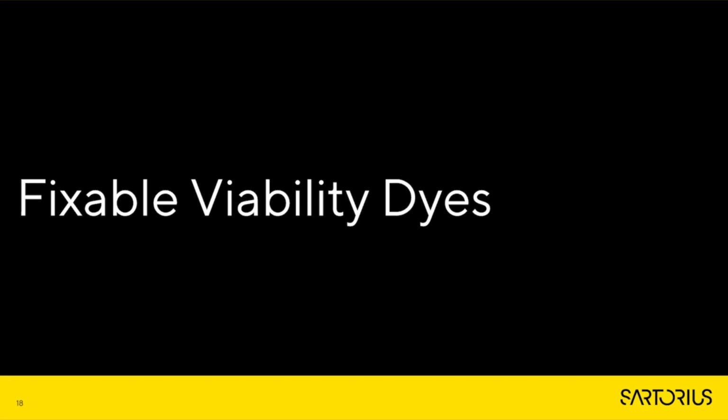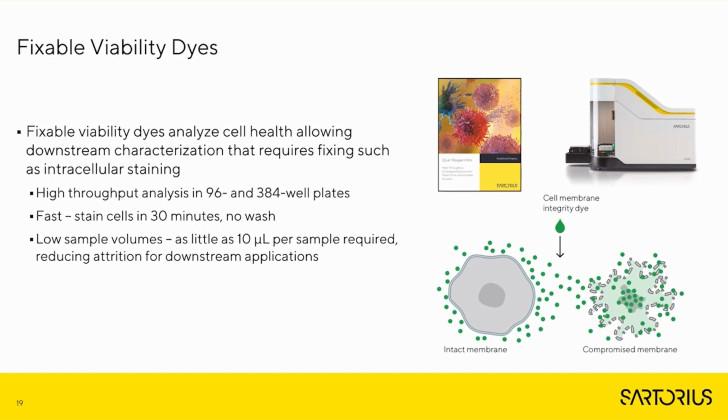So let's take a look at the fixable viability dyes now. So these analyze cell health, allowing downstream characterization, but in this case, it's those characterizations that require fixing, such as intracellular staining. So they work in a similar way to the cell membrane integrity dye. However, these are still viable after fixing.